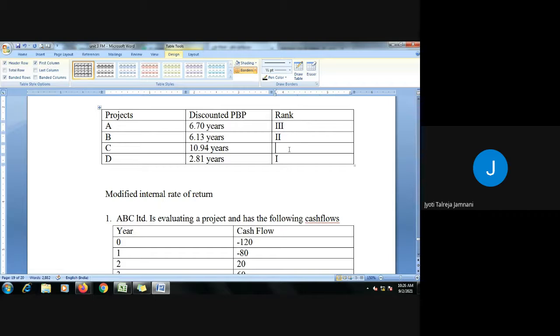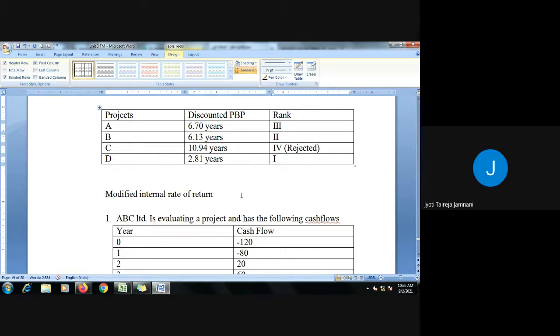In project C, at least you can give it fourth rank, but this has to get rejected because the life of the project was only 6 years or 7 years, and the recovery is 10.94 years. So you cannot accept this project itself. If any company wants to start using discounted payback period, project D should be started first, and then project B, and then A if they want to invest in more than one project.